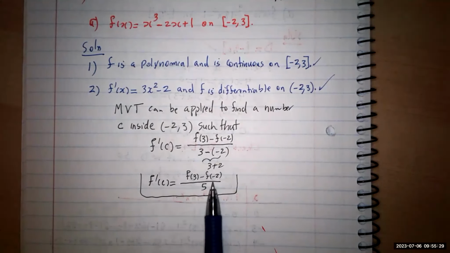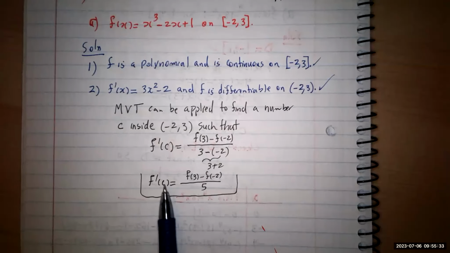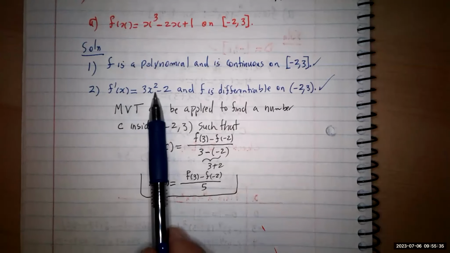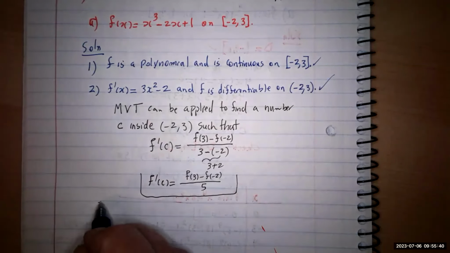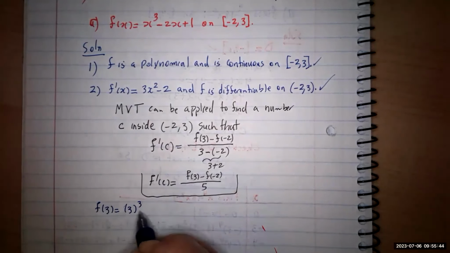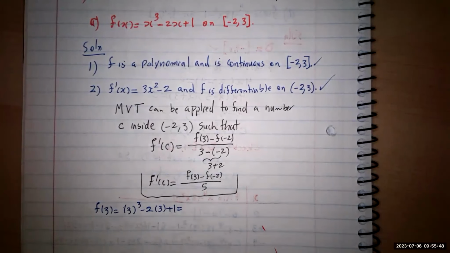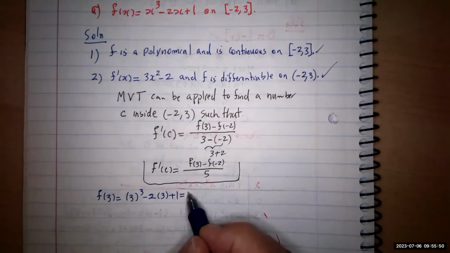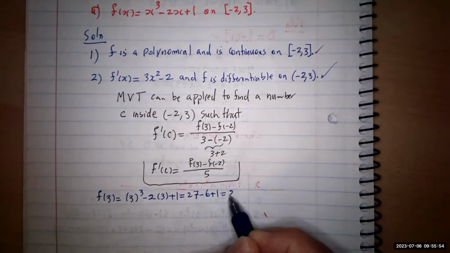Okay, for f of 3 and f of -2, we go to the function. For f prime of c, it's already f prime of x here. Replace x by c. So go and find f of 3 in the function. f of 3 is 3 cubed minus 2 times 3 plus 1. 3 cubed is 27, minus 6, plus 1. So that gives 22.